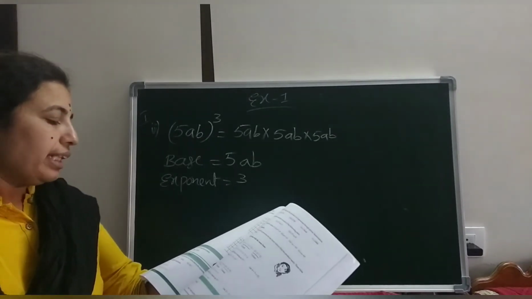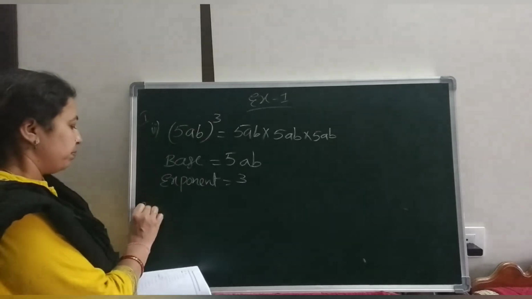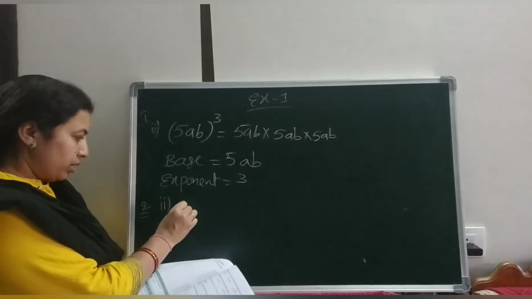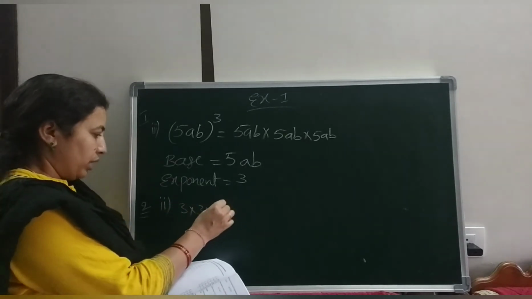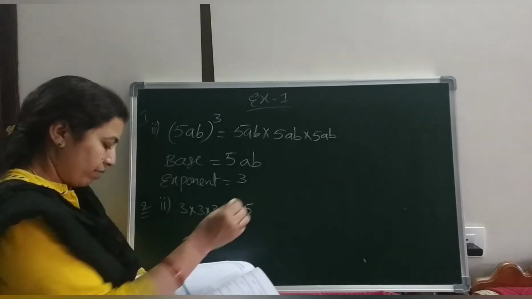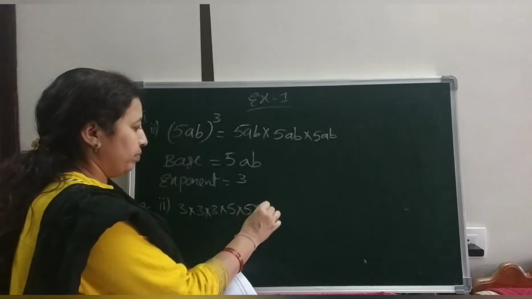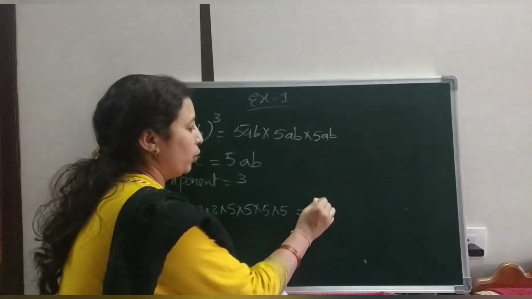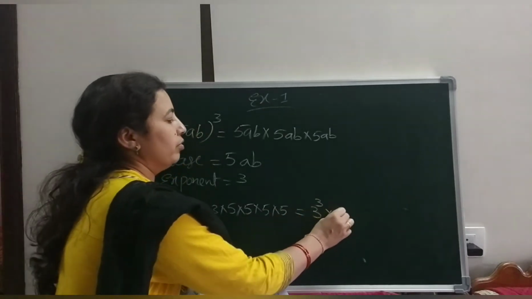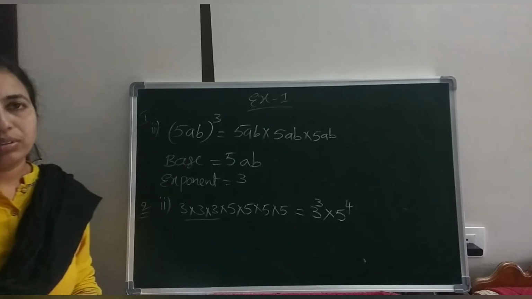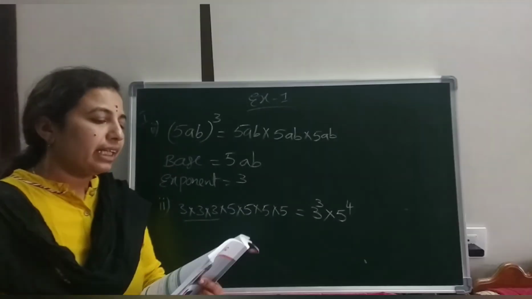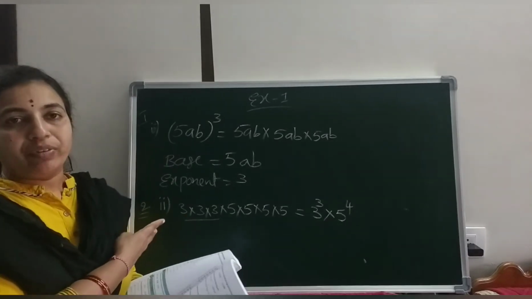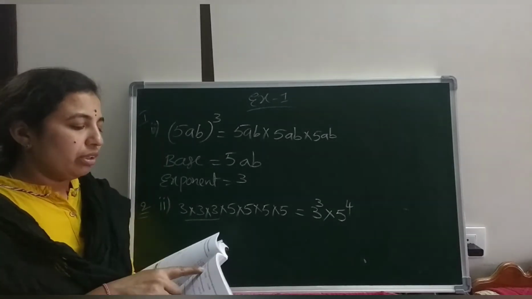Second bit. Write the exponential form of each expression. Second one I will do. 3 into 3 into 3 into 5 into 5. Which is very easy now. How many 3s are there? 3. So 3 cube into how many 5s? 2. So 5 square. So the remaining you should do. Next, third bit. Express the following as the product of exponents through prime factorization. Already I have explained an example. Same like that you should do the third bit.